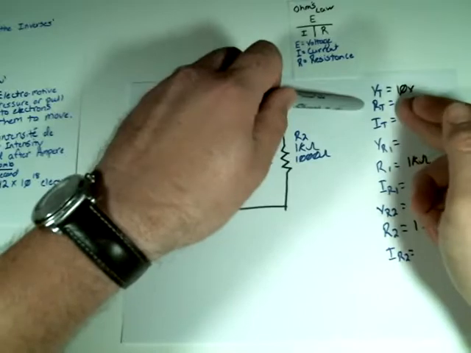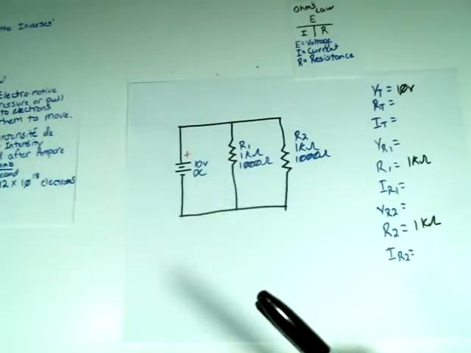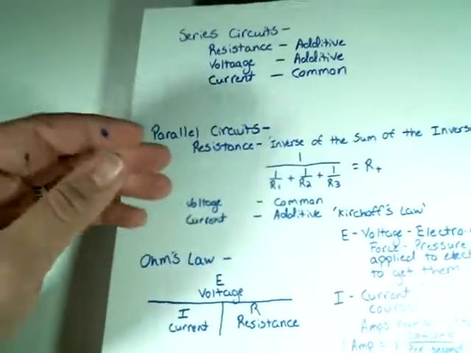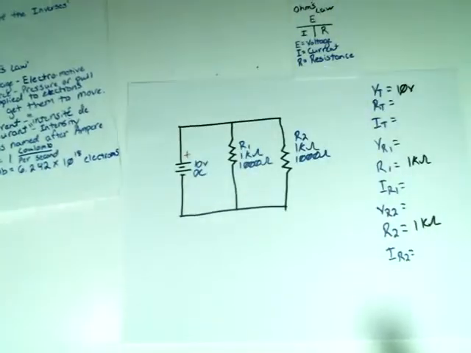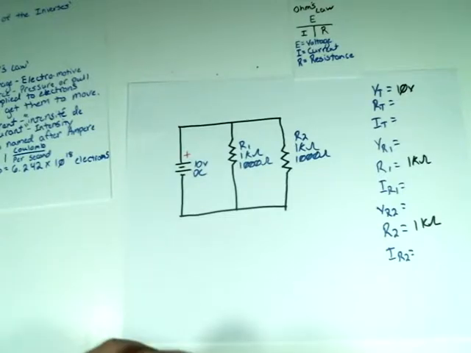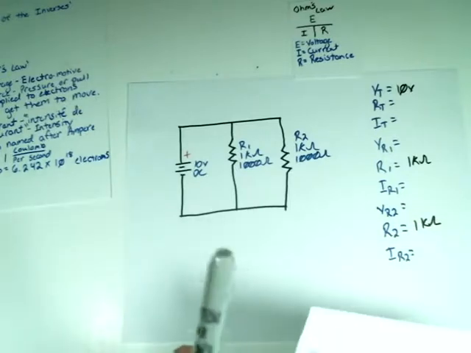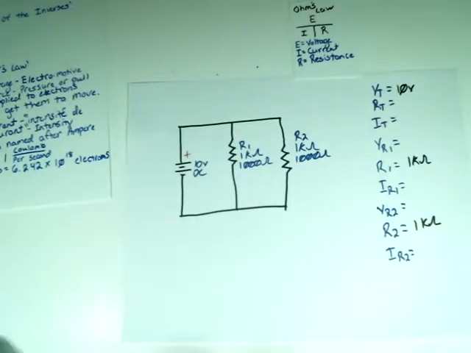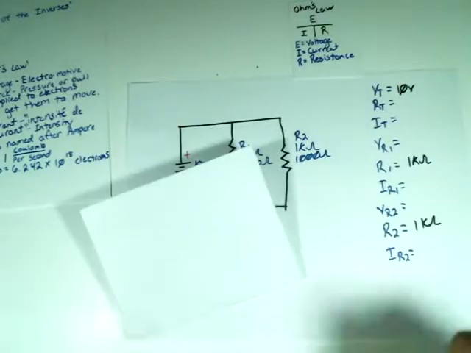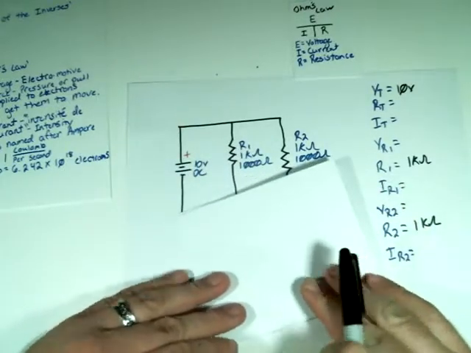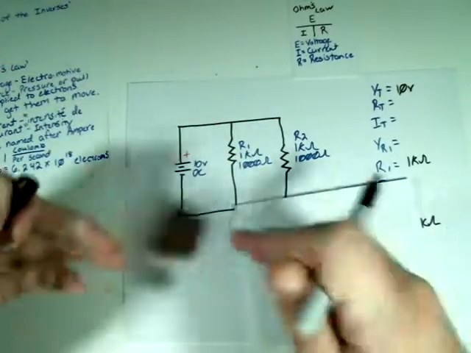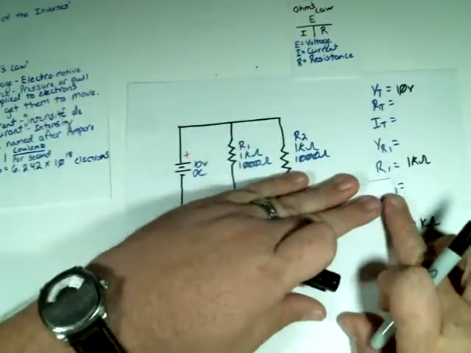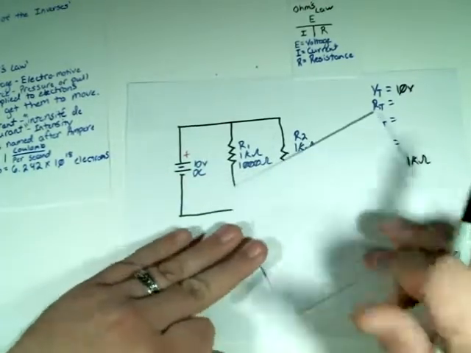So let's find the total resistance. Well, we have a parallel circuit, and we know we have to use the inverse of the sum of the inverses formula, but that's not necessarily true. We can also just divide, because it's two resistors in parallel of the same value, we could just divide it in half. So the equivalent resistance here is 500, but I'm going to prove it real quick.